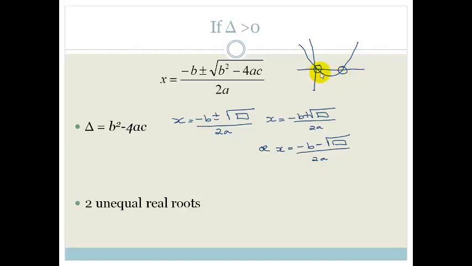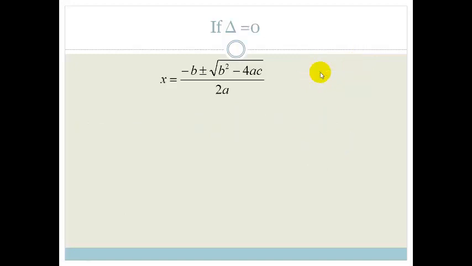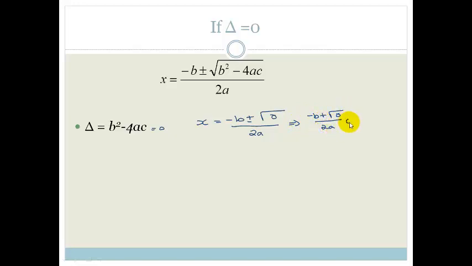Right, let's look at what happens when delta equals naught. So if delta equals naught, then we've got x is equal to minus b plus or minus the square root of 0 over 2a, which results in us having minus b plus the square root of 0 over 2a, or minus b minus the square root of 0 over 2a.